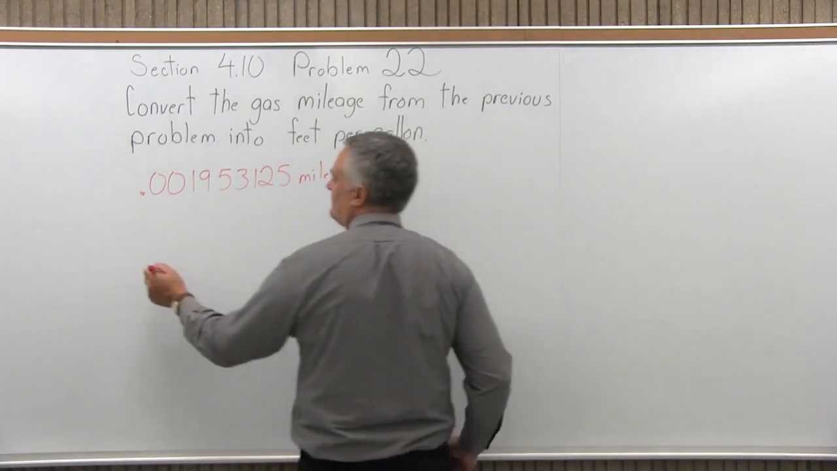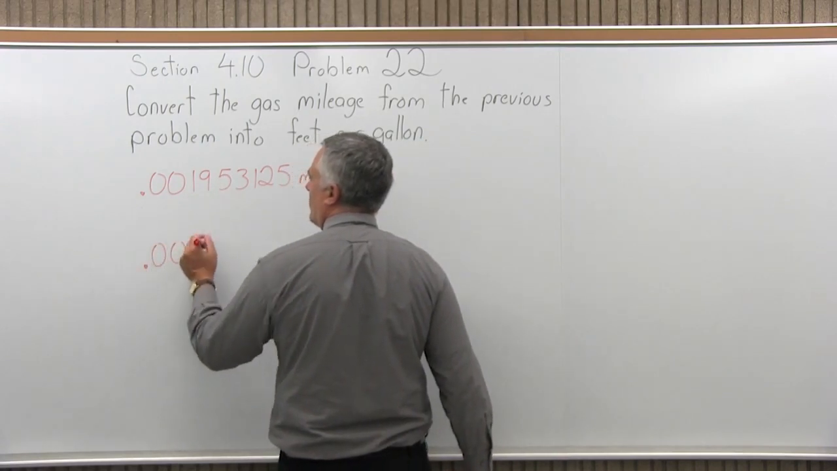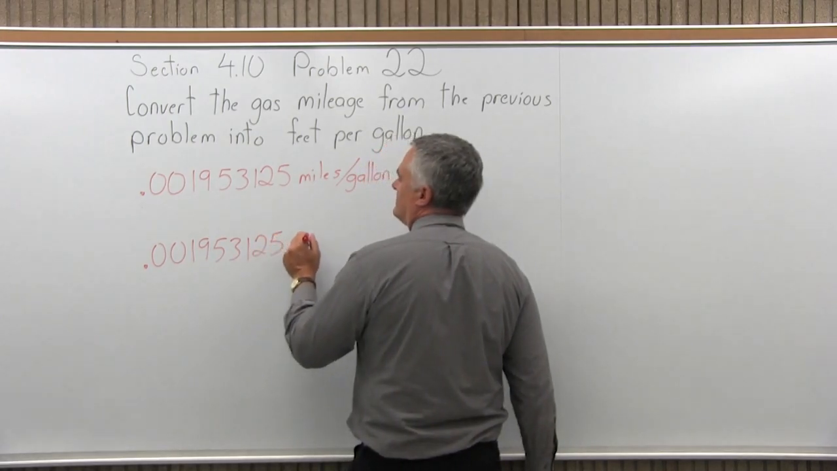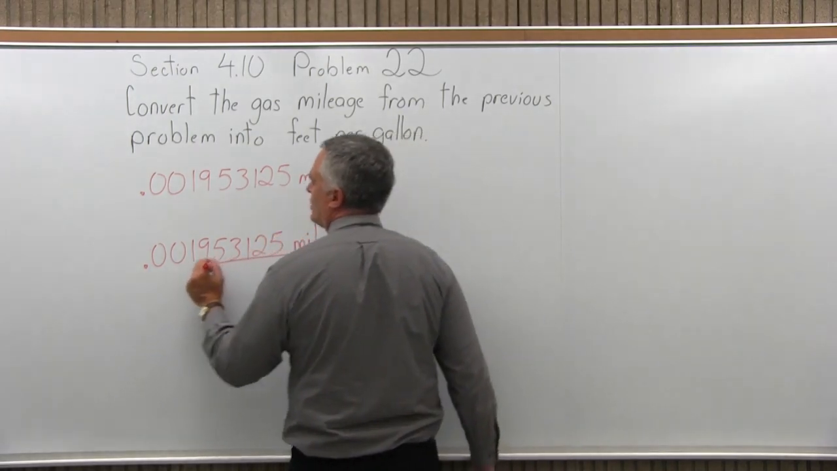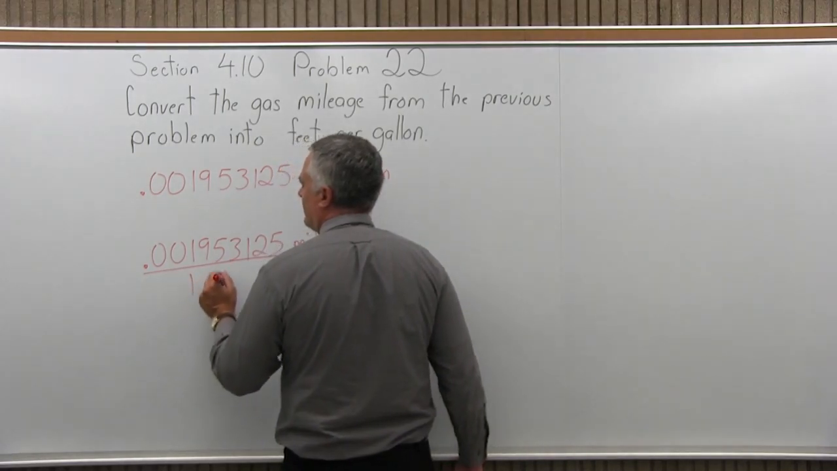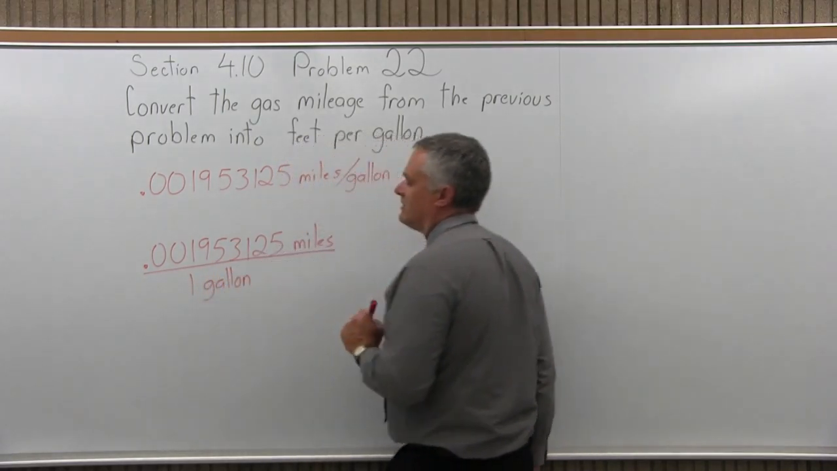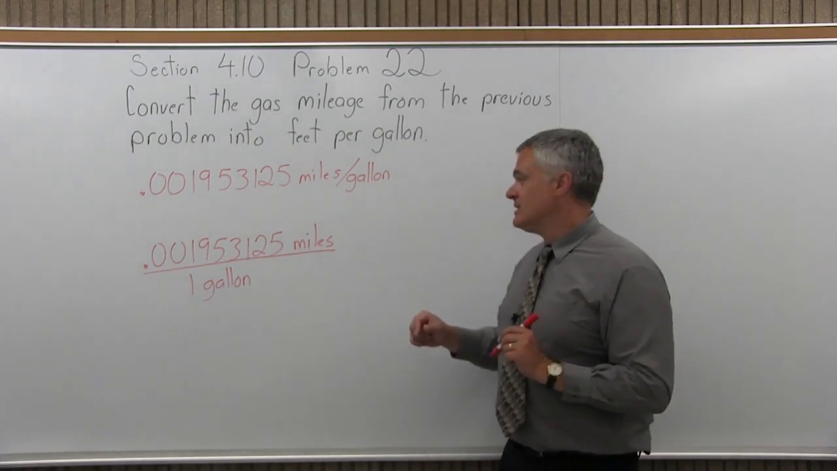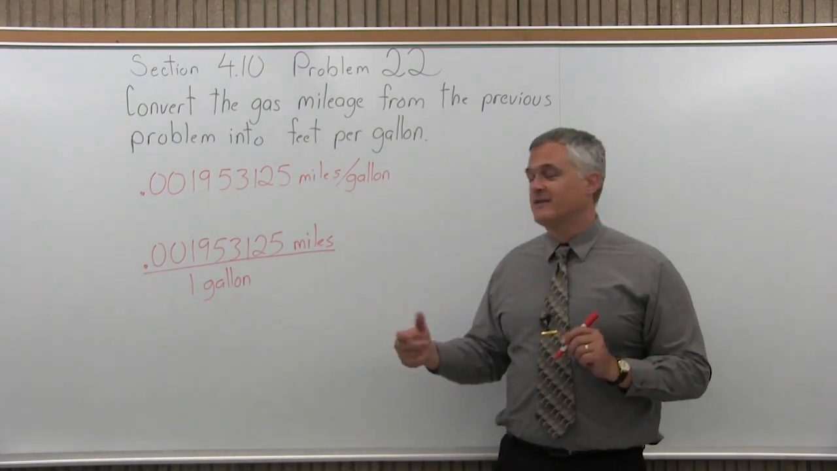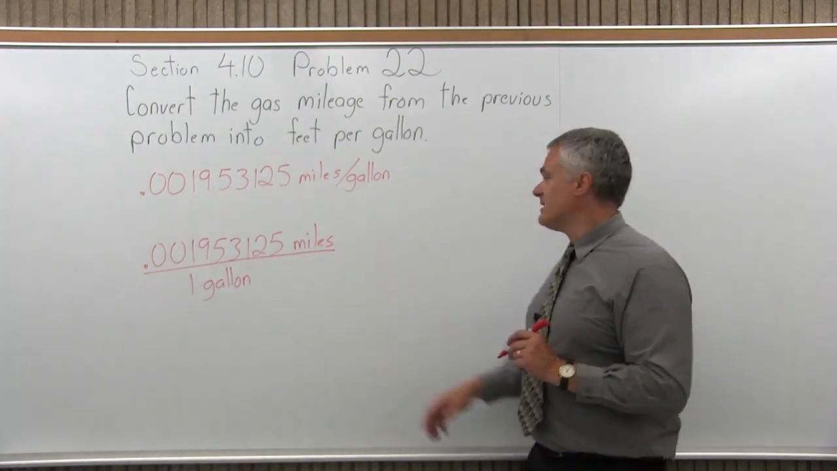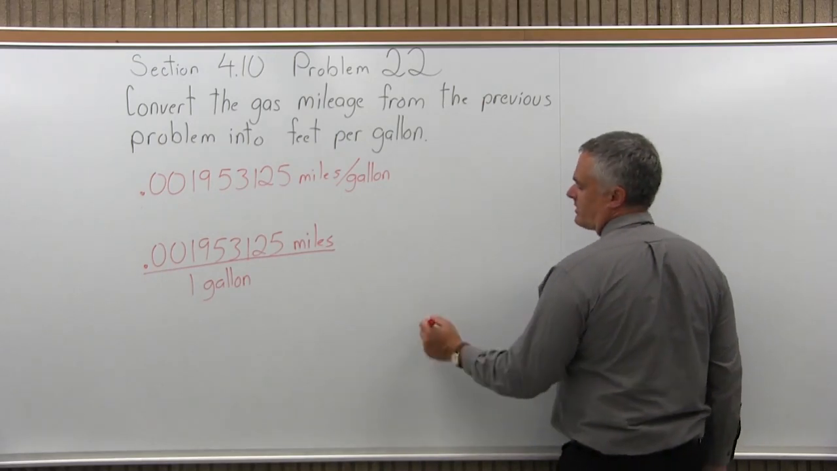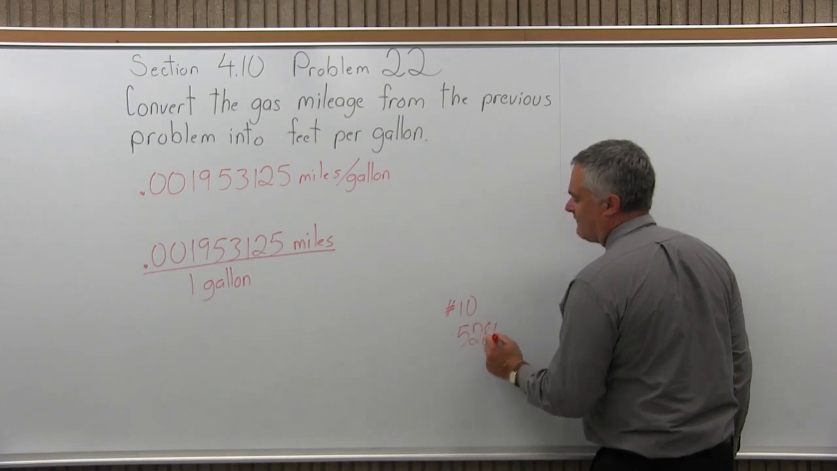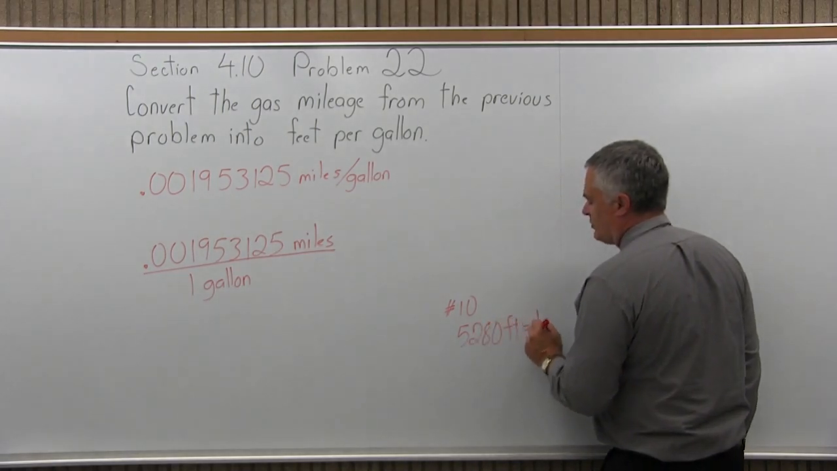So what I have is 0.00195325, and that's miles. That's how many miles you go for every 1 gallon of gas that you consume in your car. So what I'd like to do is have it in feet per gallon. So he's going to burn up a gallon of gas every few feet at that rate. So I'd like the miles to cancel. And I know from problem 10 in the homework, number 10, gave me that 5,280 feet are equal to 1 mile.